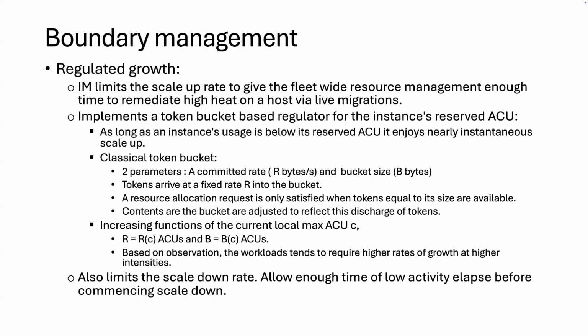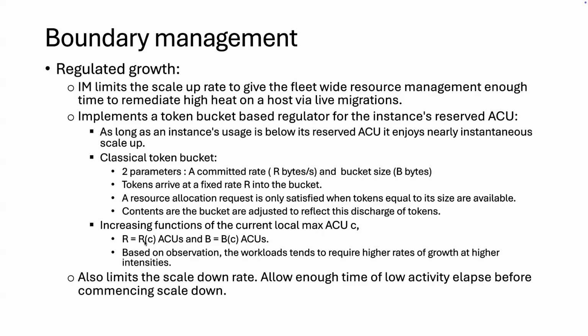And beyond that, I think just going over how the classical token bucket looks like. We have two parameters: one is my committed rate and the other is my bucket size. Tokens arrive at a fixed rate of R into the bucket, and a resource allocation request is only satisfied if I have enough tokens in my bucket. Contents are adjusted in the bucket to reflect this discharge of tokens. I think we are using a similar kind of algorithm here, but instead of having a constant value for committed rate and bucket size, these are defined as increasing functions of current local max ACUs.